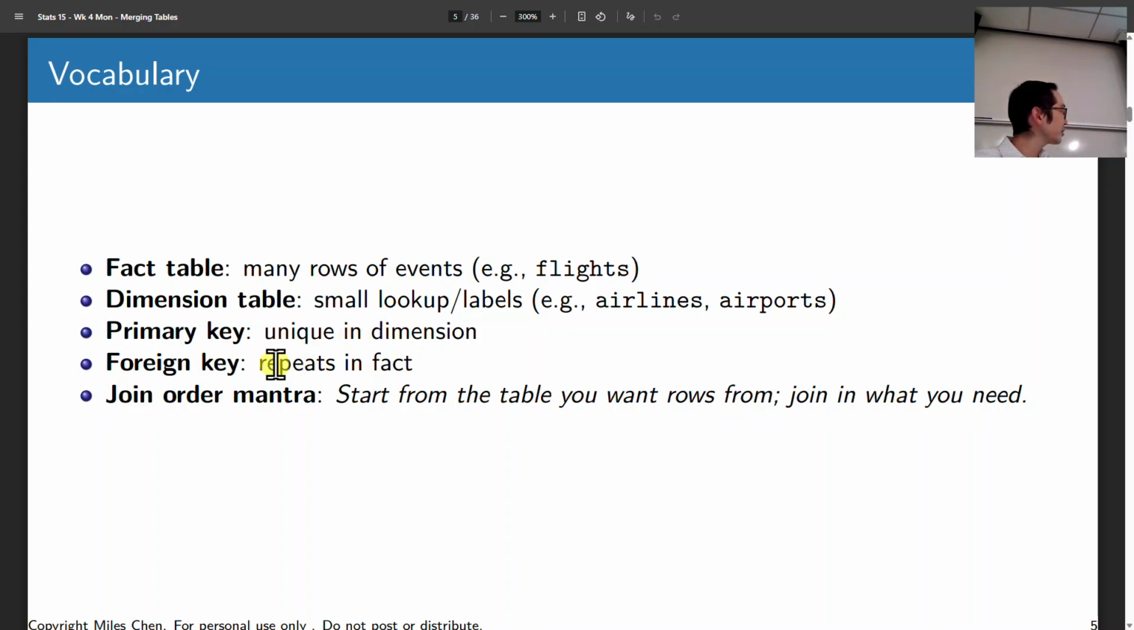But we call this the foreign key in the facts table. Okay, so in the facts table, it's fine. You have a whole bunch of flights originating at EWR, right? That's fine. It repeats a bunch of times in different rows, but each of those points to the same thing. Okay, so start from the table you want rows from. This is going to be your fact table. Join in what you need.